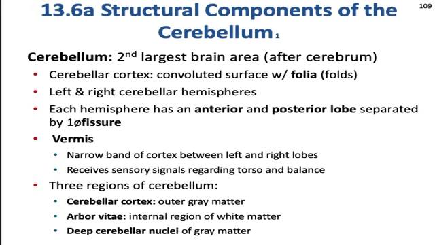And there's a region called the vermis, which is a narrow band of cortex between the left and right lobes that receives sensory signals regarding the torso and the overall balance of the body. The three regions of the cerebellum are the cerebellar cortex, which is the gray matter on the outside, the arbor vitae, which is the core of white matter that appears like a branching tree, and deep cerebellar nuclei, which are, of course, gray matter. Okay?